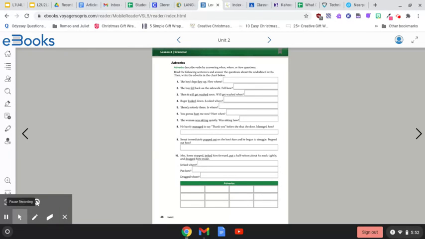So let's look at the first sentence. The boy's legs flew up. Flew is our verb. Where did they fly? Up. So we're going to write up on the line. Number 2, the boy fell back on the sidewalk. How did he fall? He fell back. So we're going to write that on the line. Now I want you to answer questions 3 through 10.